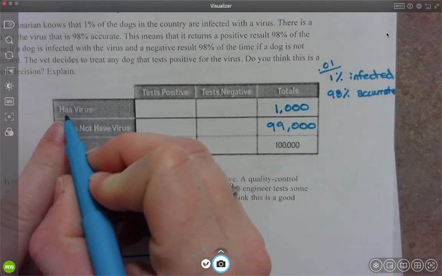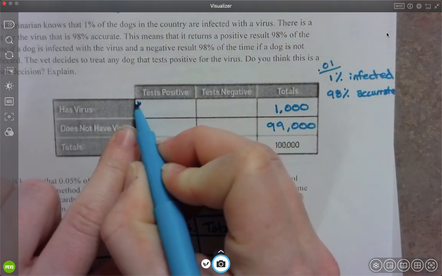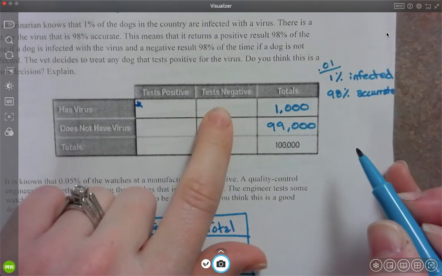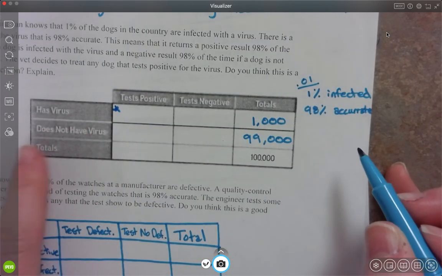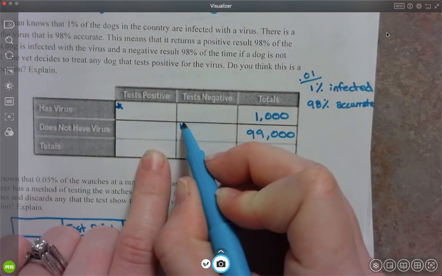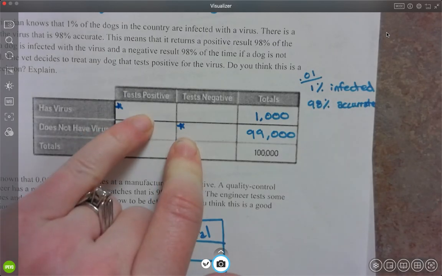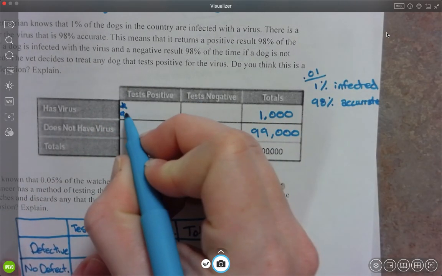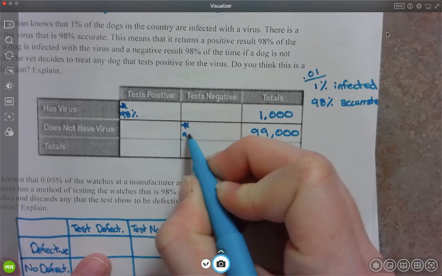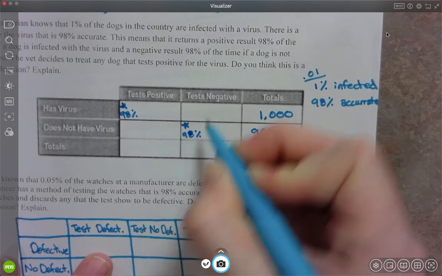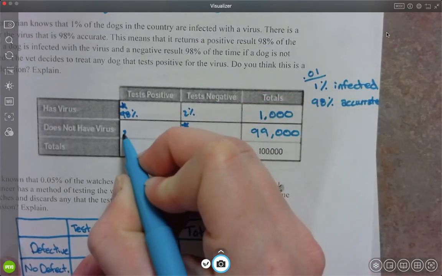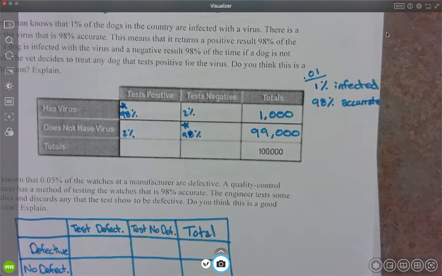So if I have the virus, I'm supposed to test positive. Okay. I'm not supposed to test negative if I have the virus. If I don't have the virus, I'm supposed to test negative. So here and here, it's doing what it's supposed to do, right? And this is happening 98% of the time, okay? 2% of the time, it's doing what it's not supposed to. The test result is giving me false answers, basically, okay?